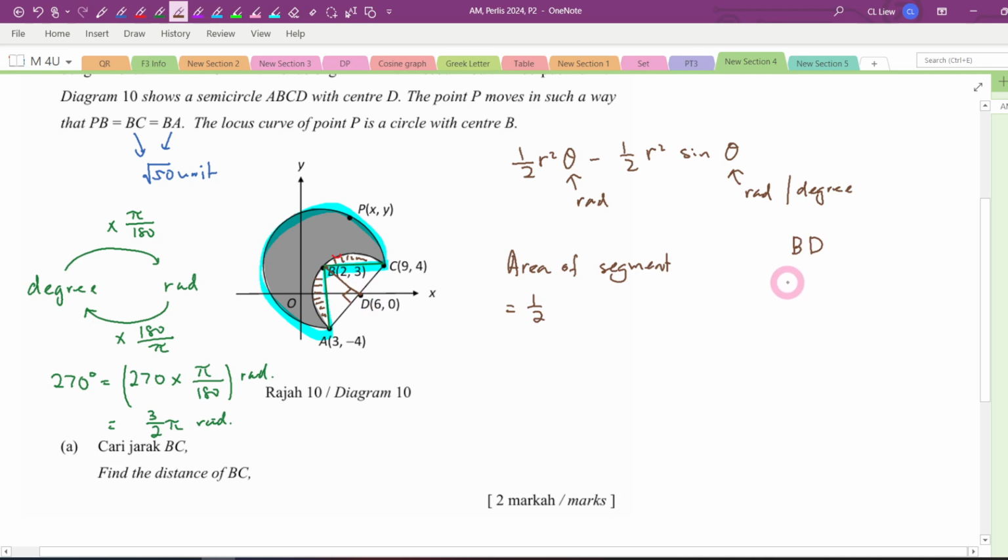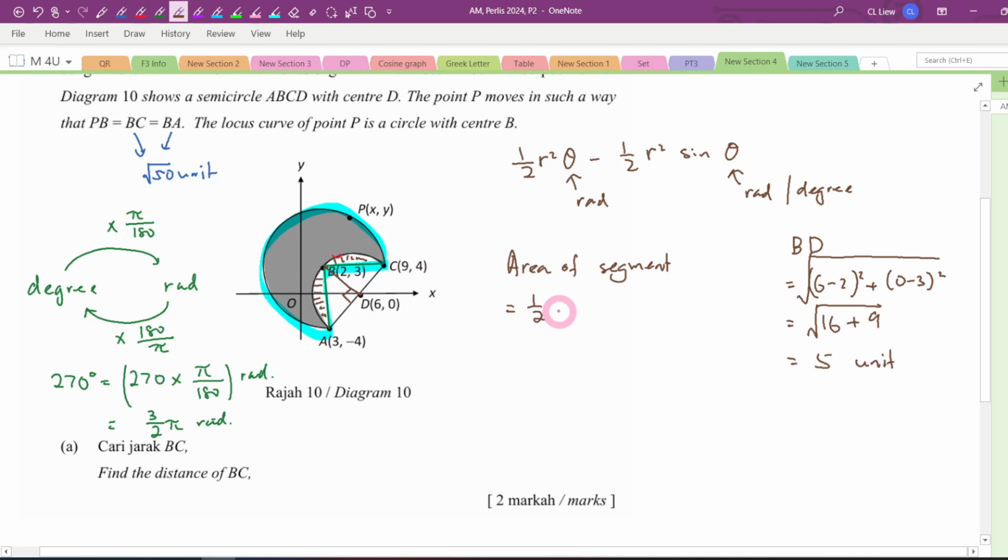So BD is equal to, still using the formula that we used just now, square root of (x2 minus x1) squared plus (y2 minus y1) squared. 6 minus 2, squared, plus 0 minus 3, squared, square root. This is 4 squared, 16, and this is negative 3, you square it, you get 9. Square root of 25, which is equal to 5. Now we know that the radius of the semicircle is actually 5.